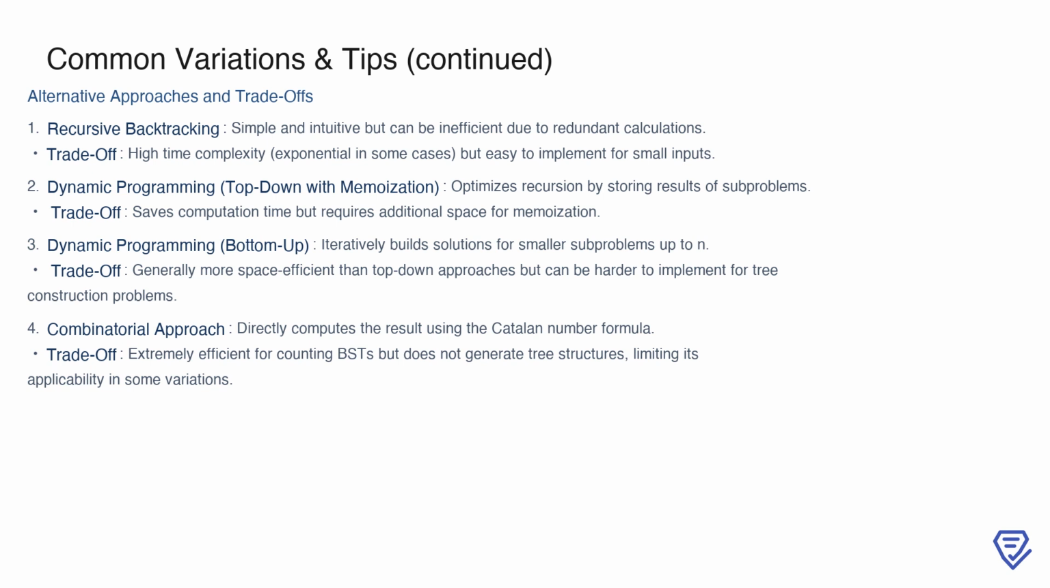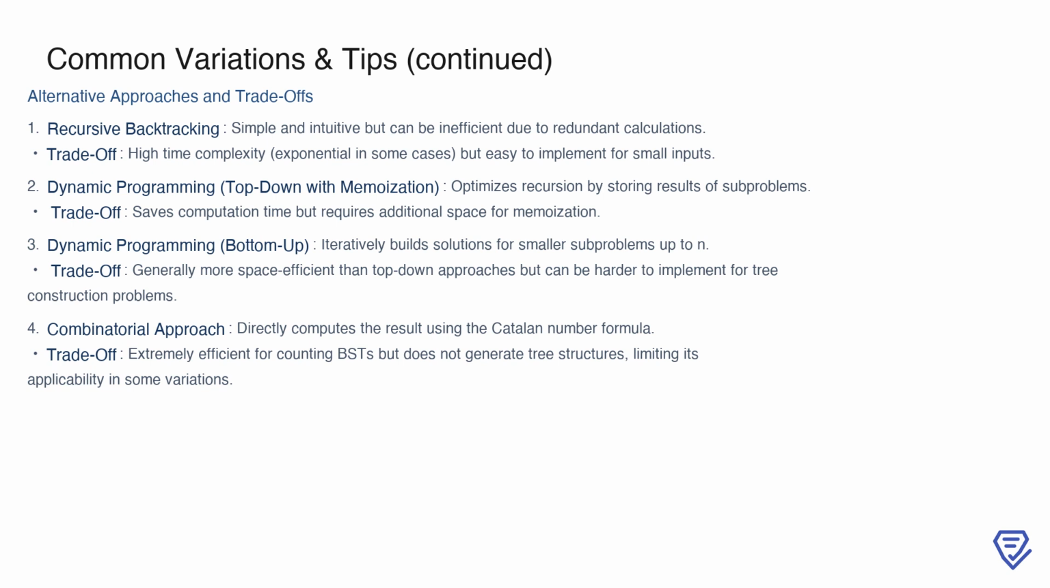Recursive backtracking is a straightforward method, as it's easy to implement and intuitive for small inputs. However, it can be highly inefficient due to redundant calculations, especially as the input size increases. Using dynamic programming with a top-down memoization approach can address this inefficiency by storing results of subproblems to avoid repeated computations. The trade-off here is the additional memory required for memoization.